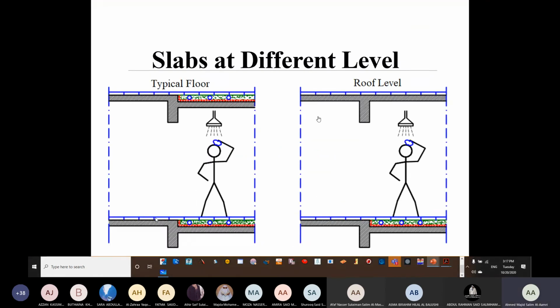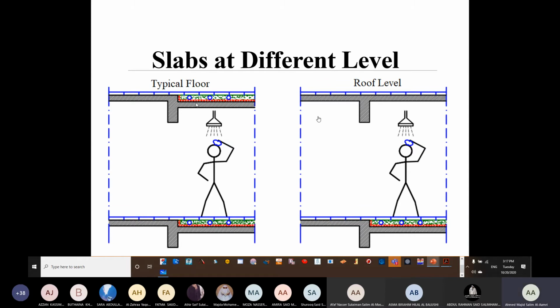This is another example. Now you can see here that the finishing level for both slabs is the same. Sunken, S-U-N-K-E-N, sunken slab.